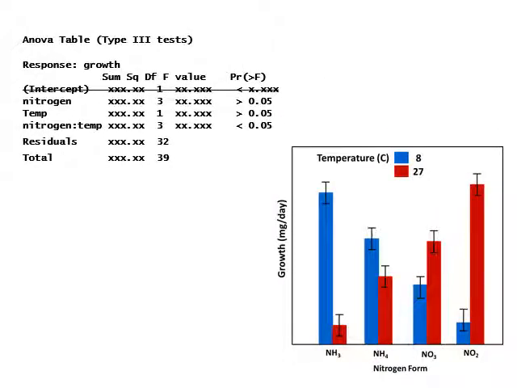And then finally, in this hypothetical result, we see something, you don't see this very often, but this can happen sometimes. Let's take a look at the effect of nitrogen form. So look at the means for the different nitrogen groups.